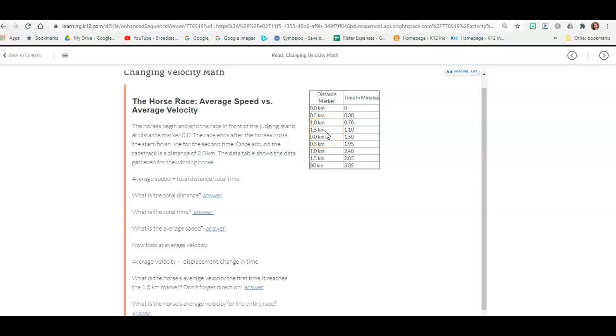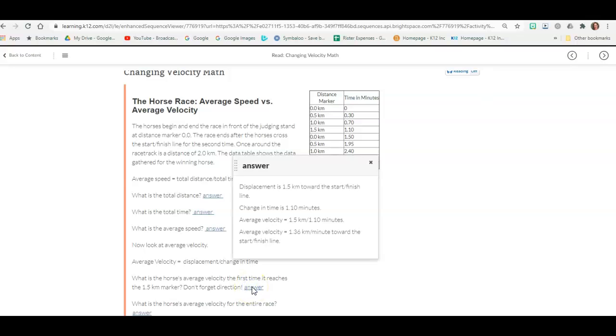So that's the farthest out that the horse goes before starting back. So that's the number that we're going to use, and the time at that point is 1.10. So when you look at the answer here, it shows that the displacement is 1.5 kilometers towards the start or finish line.